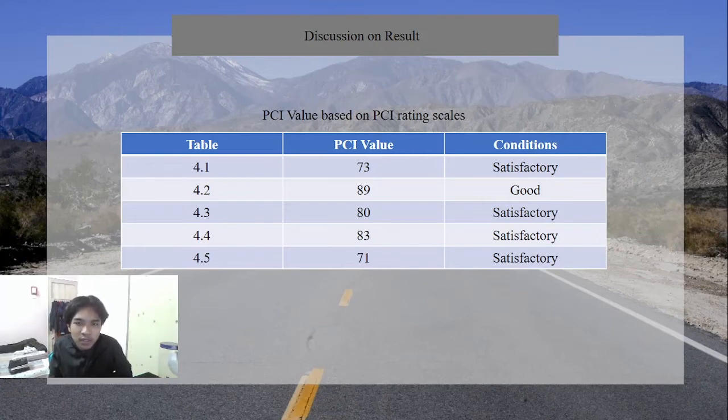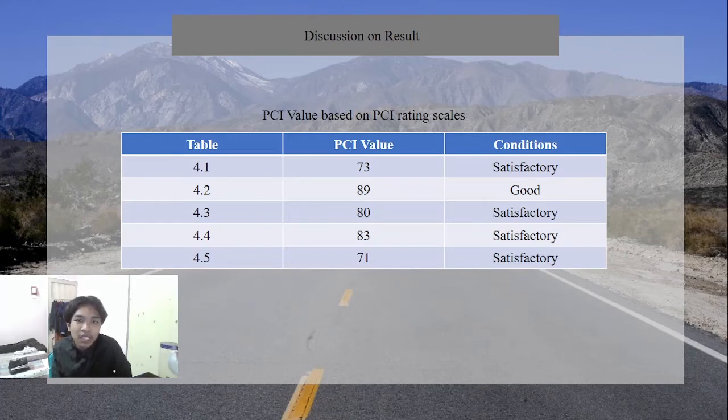For sample number 2, the PCI value is 89, which is still in good condition. For sample number 3, the PCI value is 80. For sample number 4, the PCI value is 83, and for sample number 5 it is 71. These 3 samples are all in satisfactory condition, which needs to be maintained.